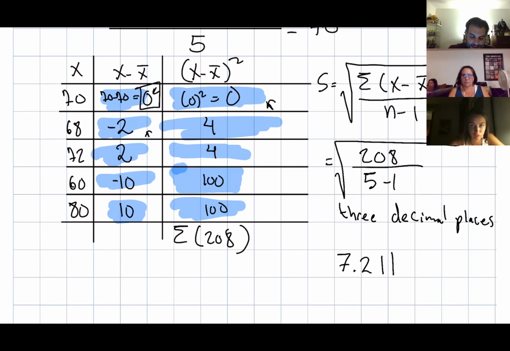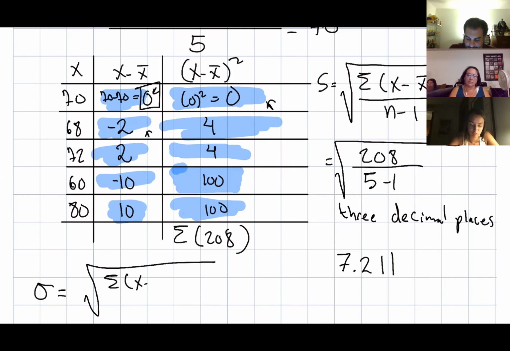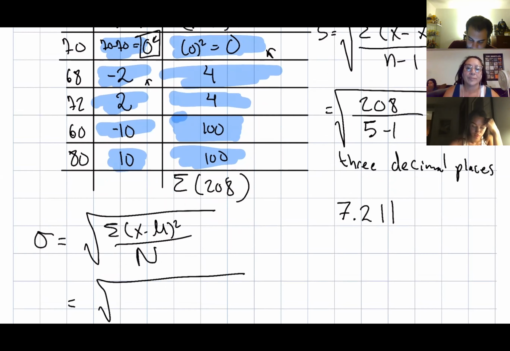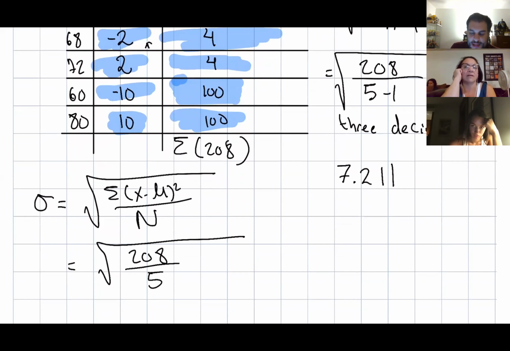If it's population standard deviation, there's nothing very different. The only thing that changed is that instead of dividing by n minus 1, you divide by capital N, which is your population size. So it's nothing really different. Say if this was a population, all that will happen is you just say the square root of 208 divided by 5. So that's literally the only thing that's going to change. Instead of dividing by 4, you divide by 5. But the process is still the same. It should be pretty simple.